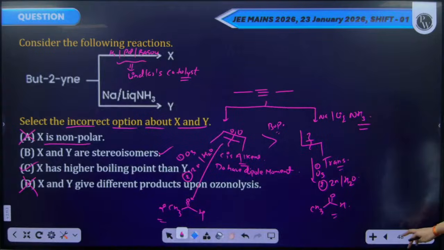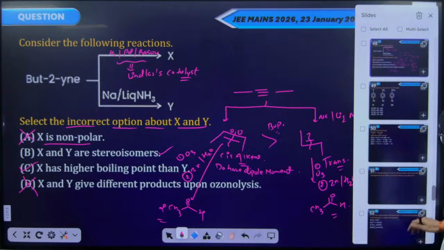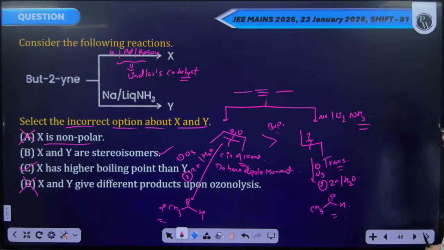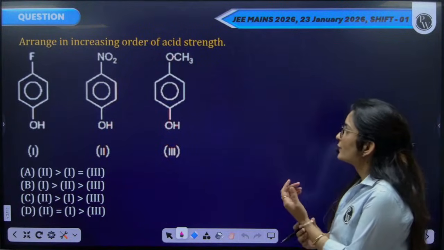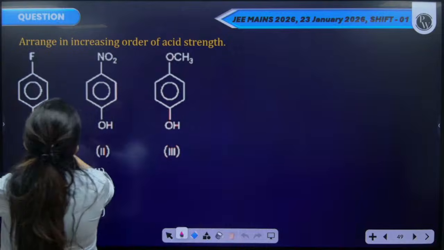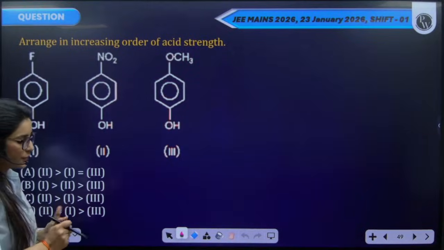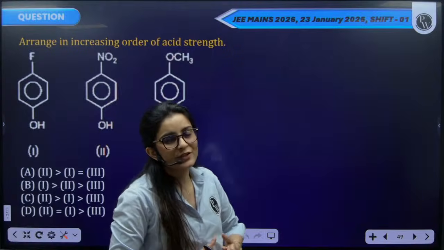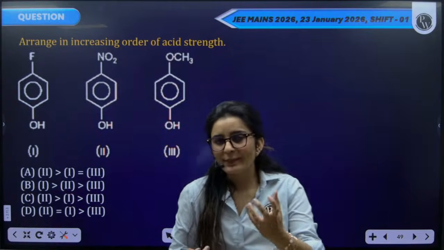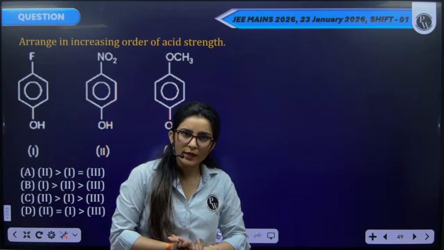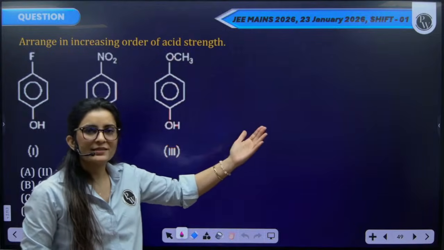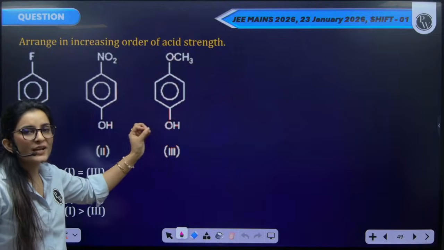Okay. Now let's see the next question. Yeah, this is the question. It has been mentioned, arrange in increasing order of acidic strength. Okay, so for checking acidic strength, we just need to check the stability of the conjugate base. Okay, and for forming the conjugate base, we just remove the most acidic hydrogen.